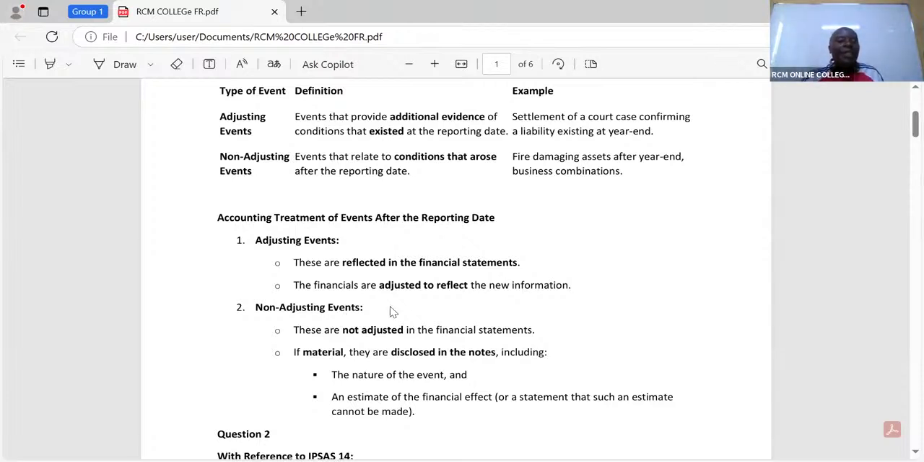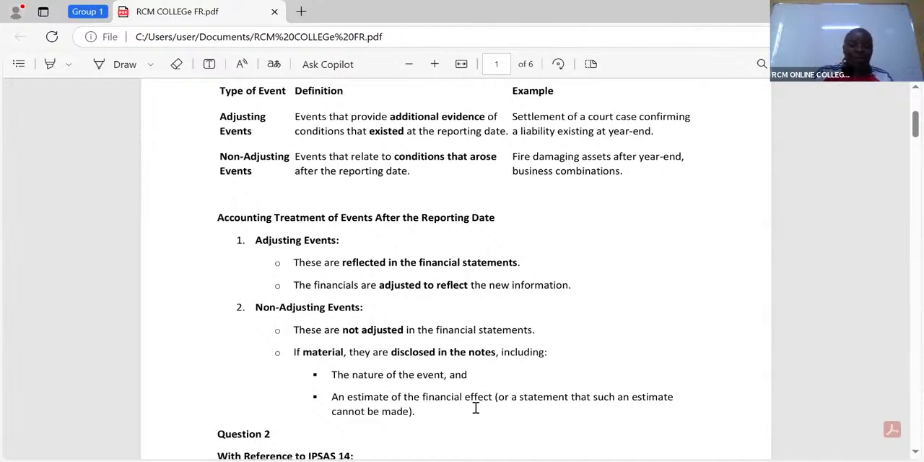Then non-adjusting events are not adjusted in the financial statements. If they are very, very material, like for example, one of our offices being burnt down, then we have to disclose them in the notes. If they are material, we have to disclose them in the notes. And basically, what IAS 10 tells us is to state the nature of the event, and then give an estimate of the financial effect.